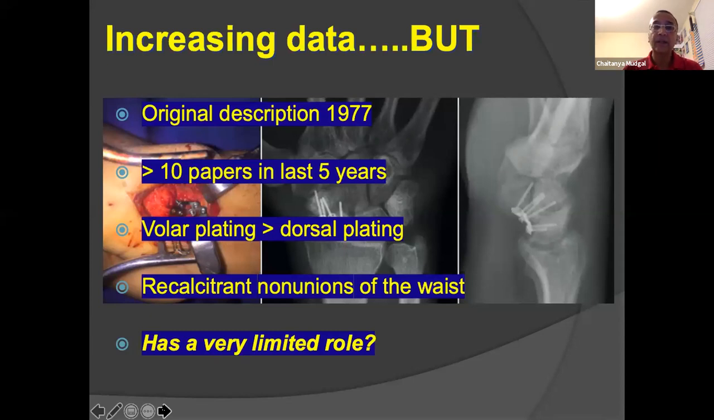The question is, do you have the resources? Do you have the expertise? And putting something so hard on the volar side of the scaphoid, what does it do to your range of motion? Therefore, I think it has a very limited role.